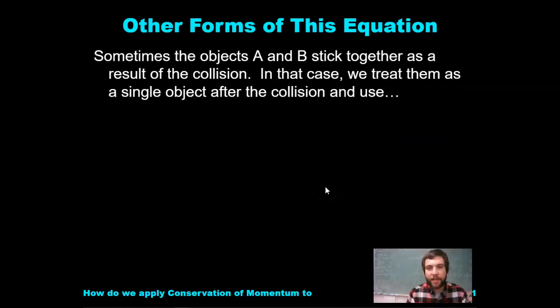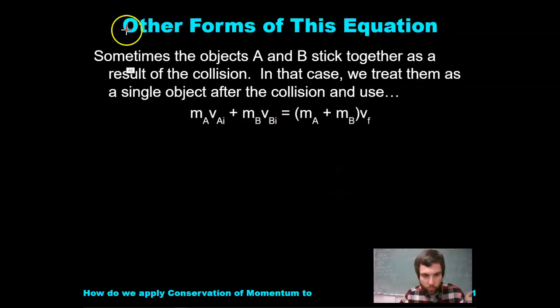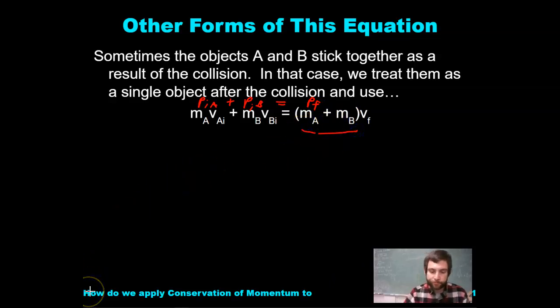Sometimes the objects A and B will stick together as a result of the collision. In that case, we treat them as a single object after the collision, and we're going to use our initial momentum for A in the beginning, plus our initial momentum for B, equals our final momentum. Just one momentum. Our masses have combined here because the objects stick together.